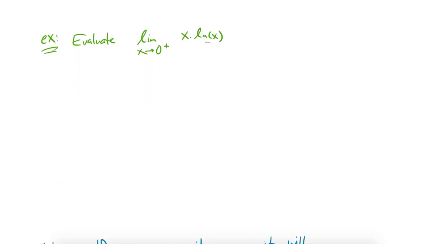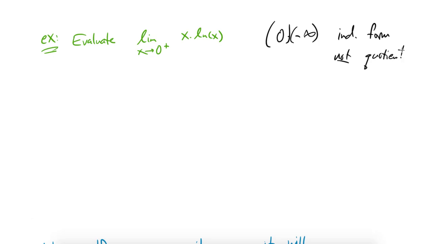So now I'm taking the limit as x approaches 0 from the right of x times the natural log of x. If you check this and plug in, you'll get 0 when you plug in 0 here. And as x approaches 0 from the right, natural log of x is going to negative infinity. Okay, so this is 0 times negative infinity. That is an indeterminate form, but it's not a quotient.